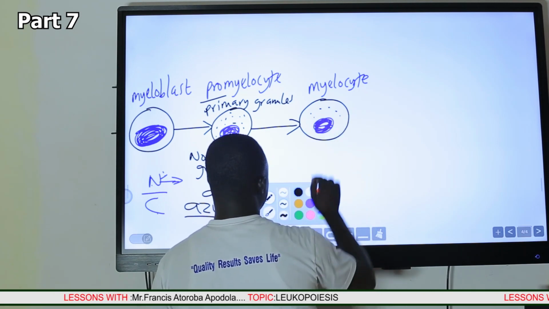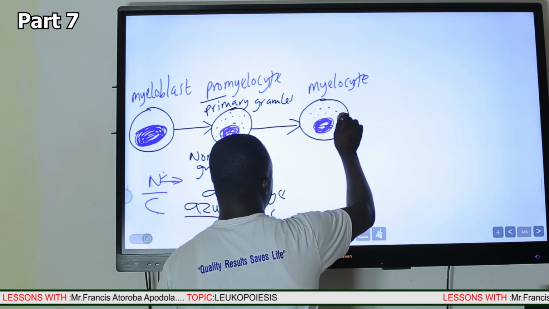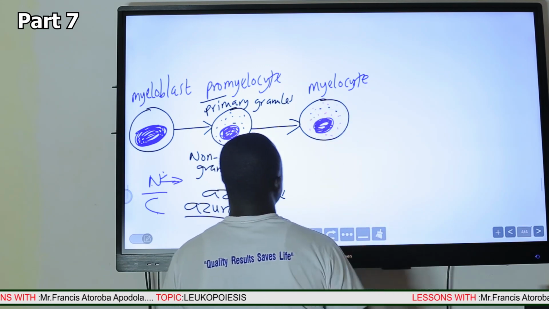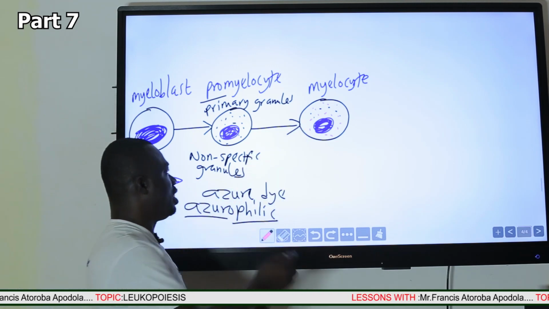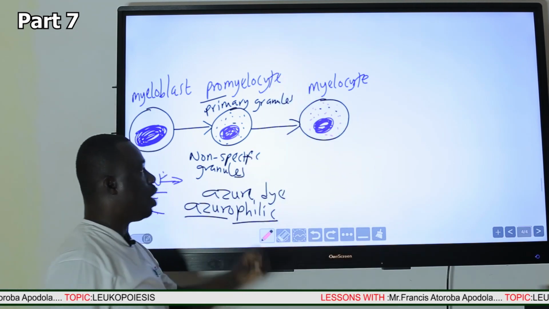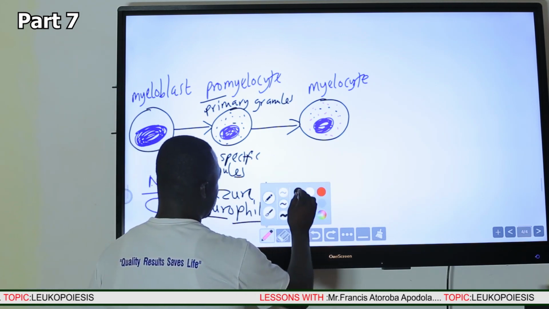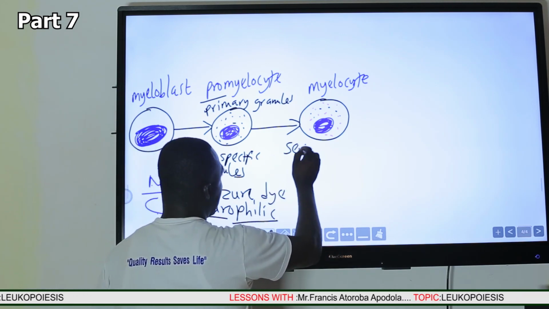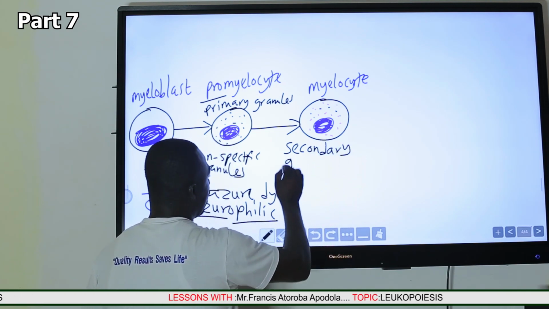So we have another set of granules appearing in the myelocyte stage. And because this is the second granules to appear, these are called secondary granules. Secondary because they are the second to appear. So these are called secondary granules.